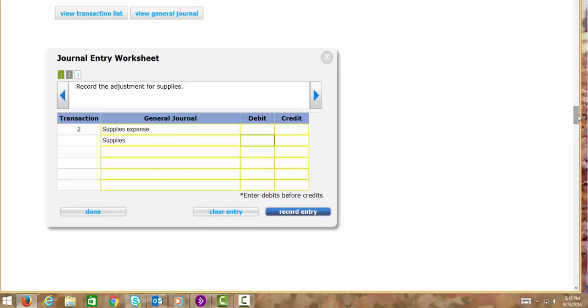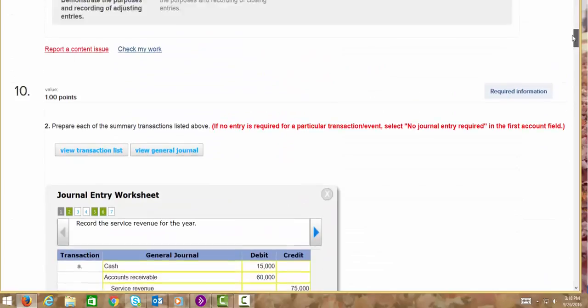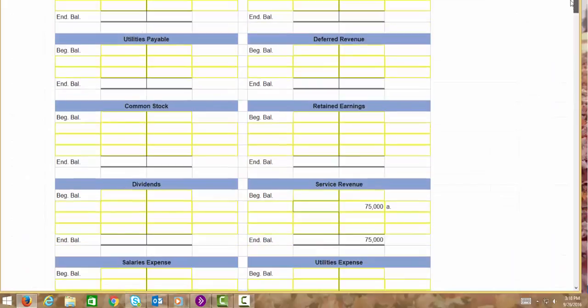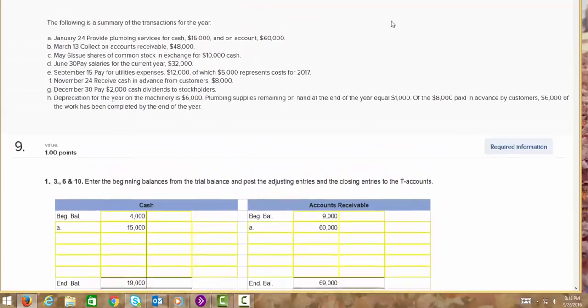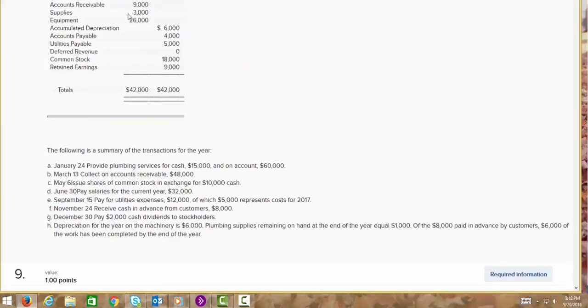My supplies expense number, I'm going to have to again scroll up to the top, or if you have the top data printed, that's very helpful. It says your supplies remaining on hand at the end of the year equal $1,000. So what that tells me is that is the balance. That is not what I currently want to expense. I need to go up to the top and see that my supplies were $3,000.